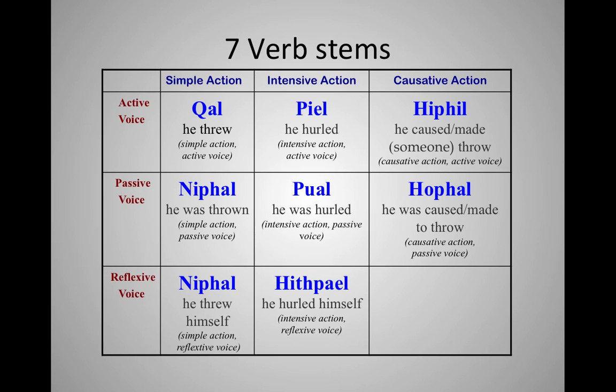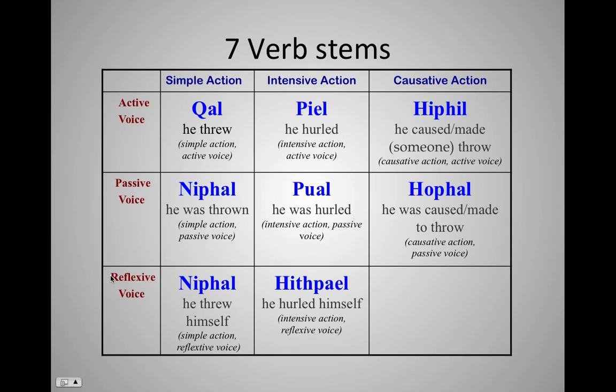But let's go over this chart so you'll understand exactly what it's conveying about these stems. There are 7 stems in Hebrew: Qal, Piel, Hifil, Nifal, Pual, Hofal. You'll see that Nifal is recorded twice on this chart, and our 7th stem is Hitpael. Now, each of these stems is categorized according to the voice that it communicates and the type of action that it communicates. Voice essentially means that we're talking mostly about active voice and passive voice.